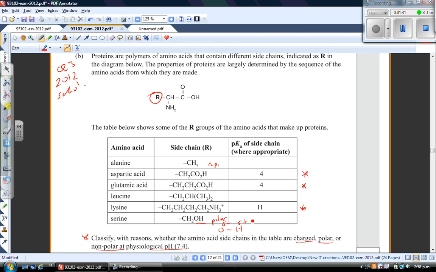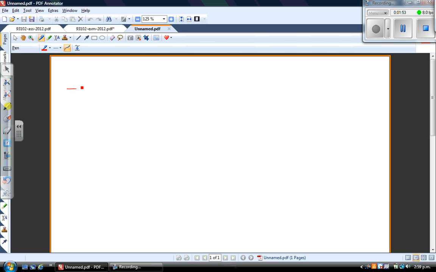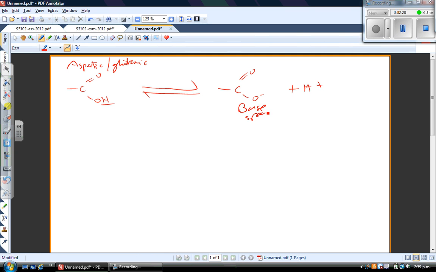To talk about the aspartic acid, glutamic acid, and lysine, we need to consider these pKa values and what's going on here. So I'm just going to take a different page now. For the first situation, for the acids, we have that carboxylic acid terminal side group. Whether this is aspartic or glutamic, the same principle applies. You have an equilibrium set up where this terminal proton can be lost to form the base species, the carboxylate ion. So we call this the base species, and this is the acid species.